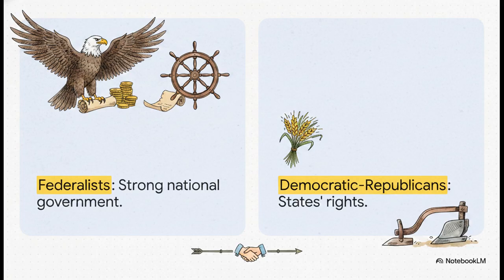Right from the beginning, disagreements over national authority created the first political parties. You had the Federalists, led by Hamilton and Adams, pushing for a strong national government and commercial development. On the other side, the Democratic Republicans, led by Jefferson and Madison, pushing for states' rights and agrarian interests. The crazy part? The election of 1800 saw power transfer peacefully from one of these factions to the other. That peaceful transfer without violence was a massive stress test for the new blueprint, and it passed.